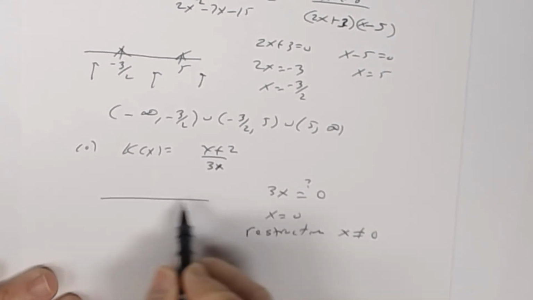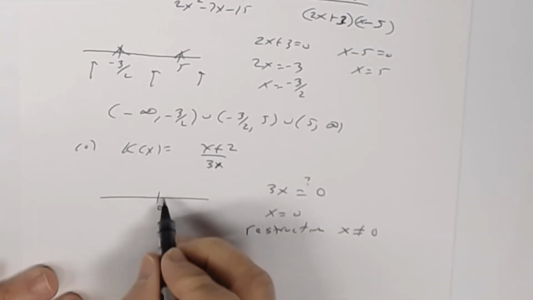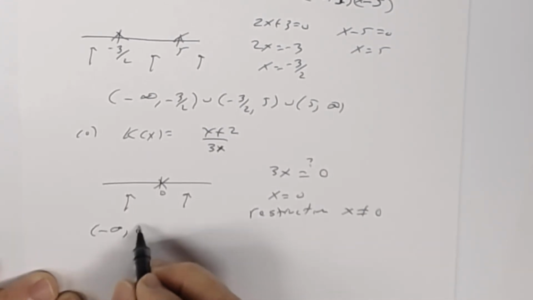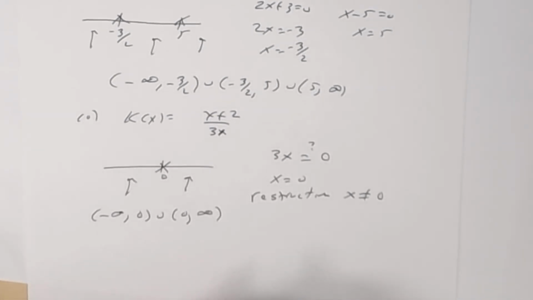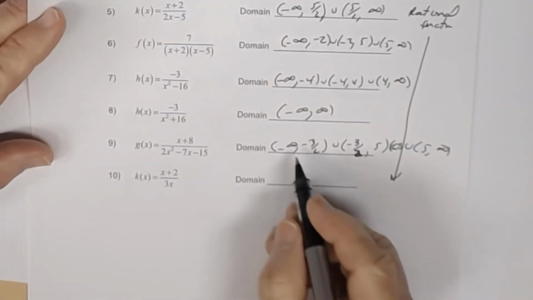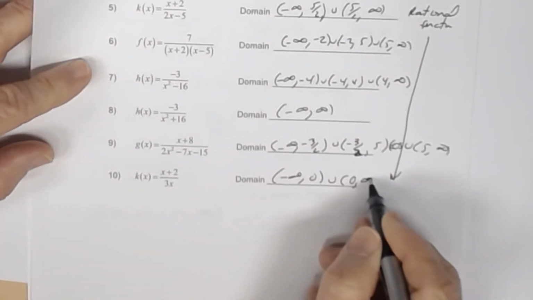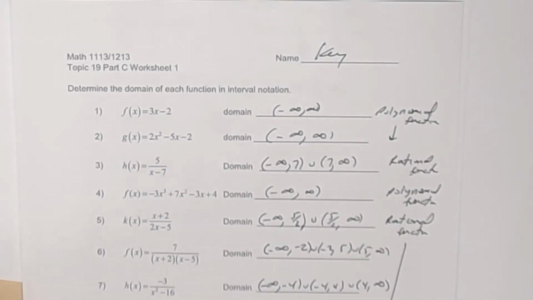So you put that in a number line. Kind of makes sense because what's 3 times 0? 0. And cross it out, so you just have 2 intervals, and so you get -infinity to 0, union, and then 0 to infinity. And so that's the answer to number 10. So -infinity to 0, union, and then 0 to infinity. Okay, so that is the key to topic 19, part C.